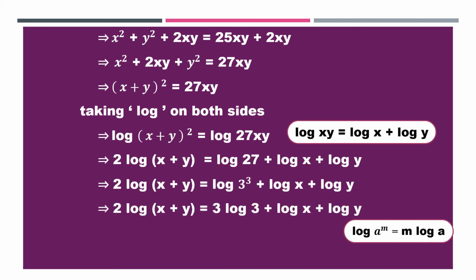So I'll get the step in this way: 3 log 3 plus log x plus log y. Here, 2 log (x plus y). As he asked x plus y, we took x plus y whole square, and for that we added 2xy on both sides. Okay, you come in reverse by seeing the question, what he asked. So our problem is 2 log (x plus y) equal to 3 log 3 plus log x plus log y.